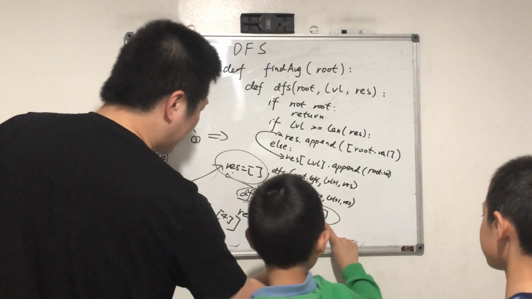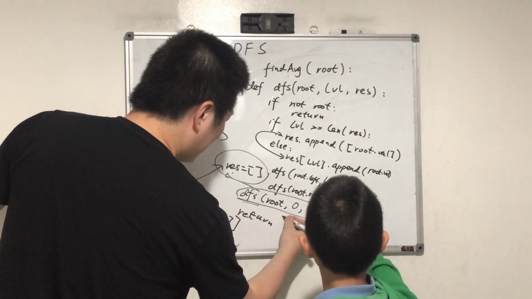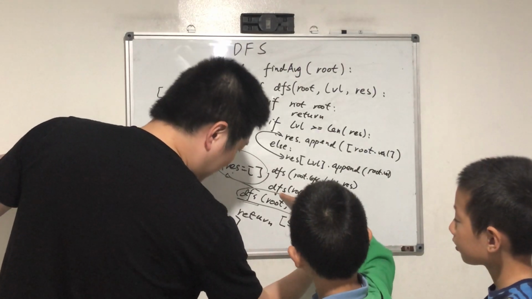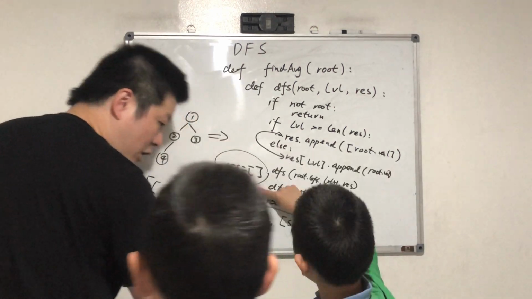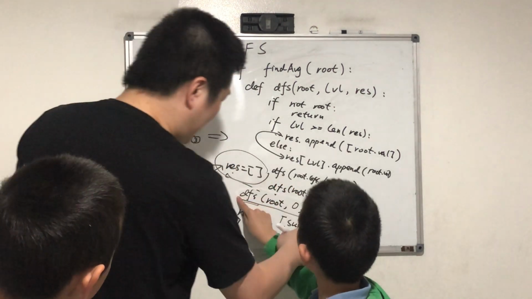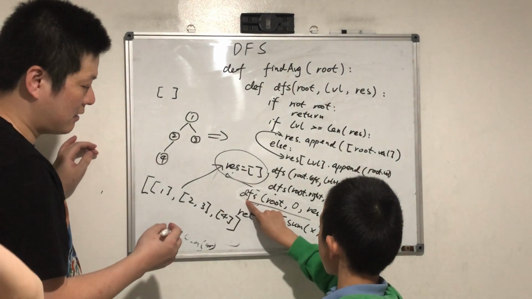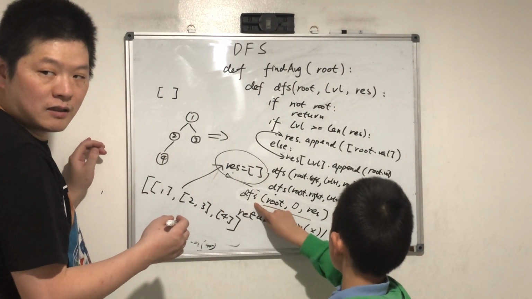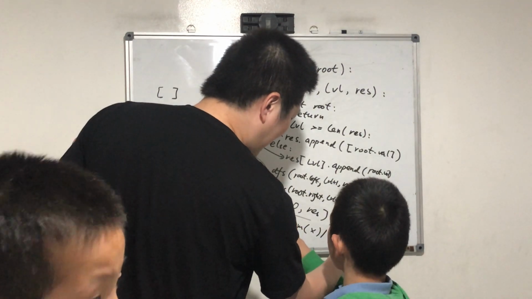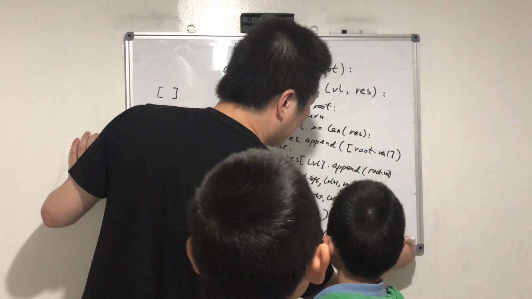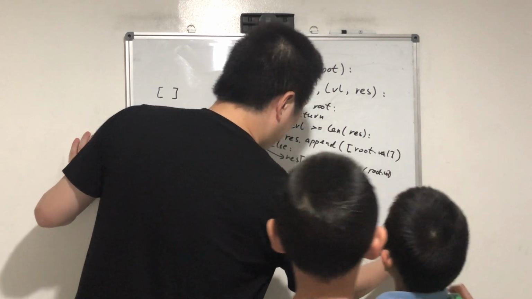So I need to do this. Return sum x, divided by what? Divided by the length of x, and then for x in result.